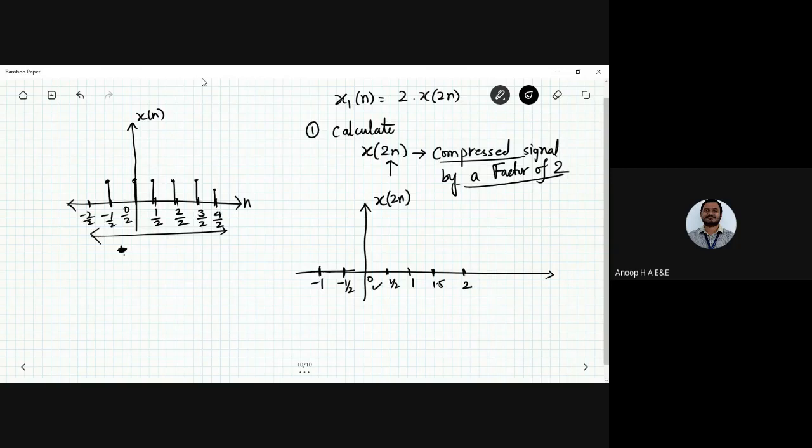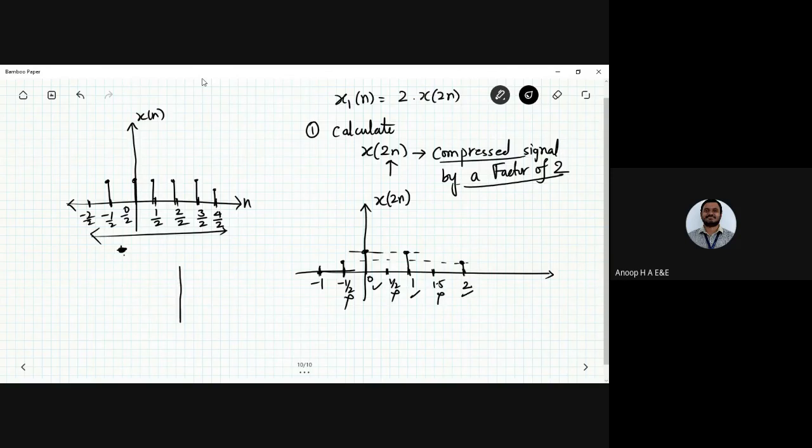So only retain the discrete values and you can just ignore the rest. At 0 it was 1. At 1 by 2 it is 1, we are not taking it, and at 1 it is like this, and at 2 it is 0.5 like this. So this is the sketch that you are going to make, and again you are going to discard the values at other points, like 0.5, 1.5, and minus 0.5. Those values you are going to discard.